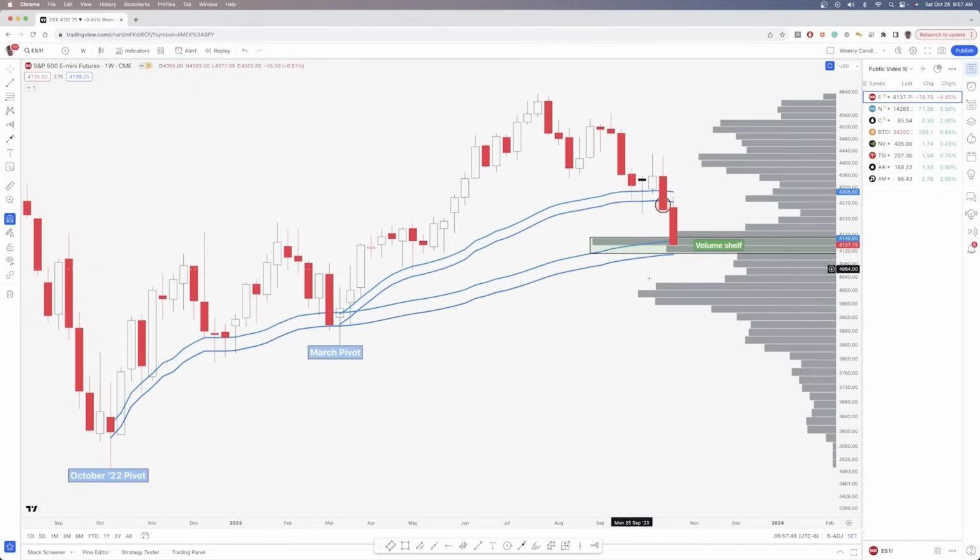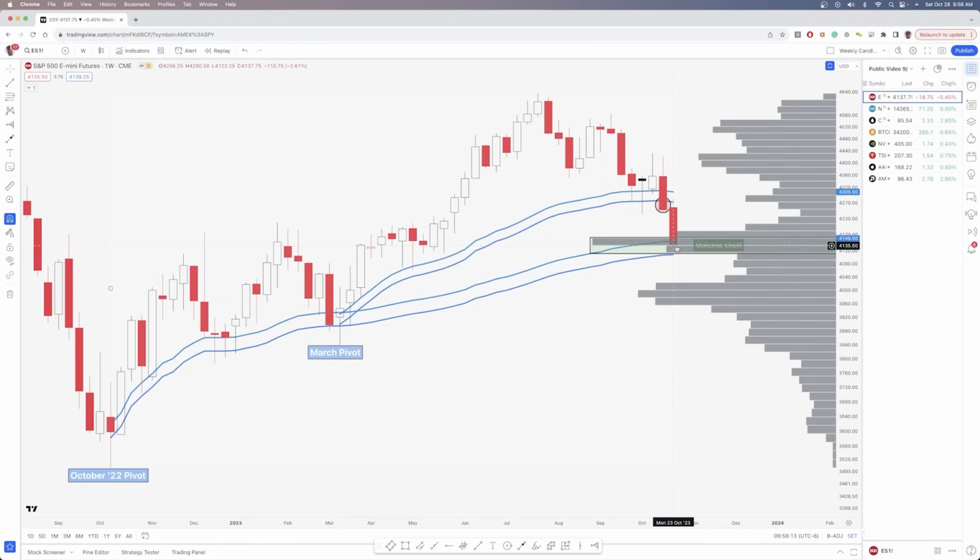So if you're not familiar with the volume profile, this volume on the right-hand side is essentially just measuring how much volume has occurred since the October 2022 pivot. So we're measuring all the volume that's aggregated since this reversal point last year. And that's where essentially we're looking to see where these pockets of liquidity and non-liquidity are. You have a lot of liquidity in this area, this volume shelf.